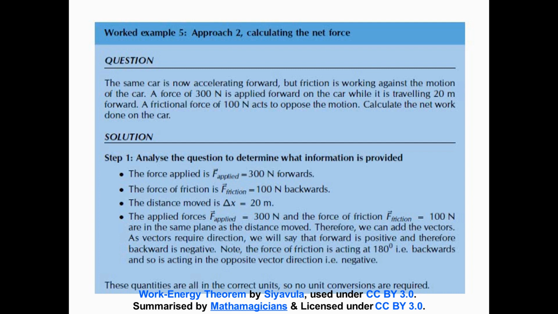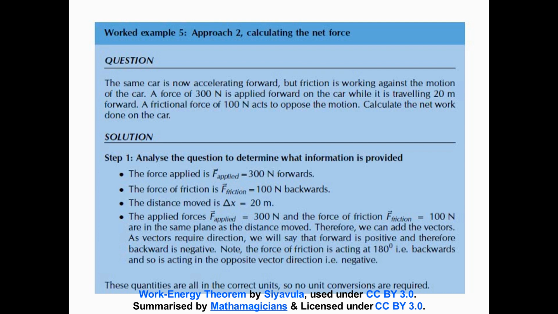Now, again, let's refresh our memory about the question. The same car is now accelerating forward, but friction is working against the motion of the car. A force of 300 newtons is applied forward on the car while it is traveling 20 meters forward. A frictional force of 100 newtons acts to oppose the motion. Calculate the net work done on the car.